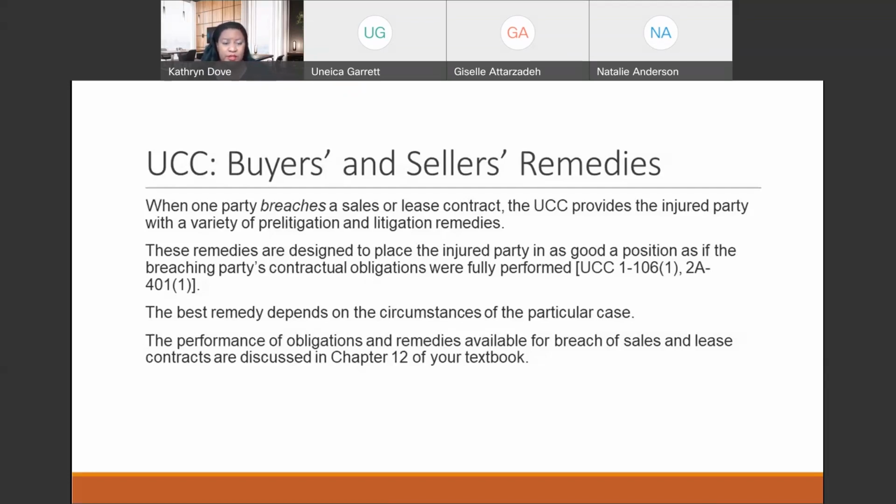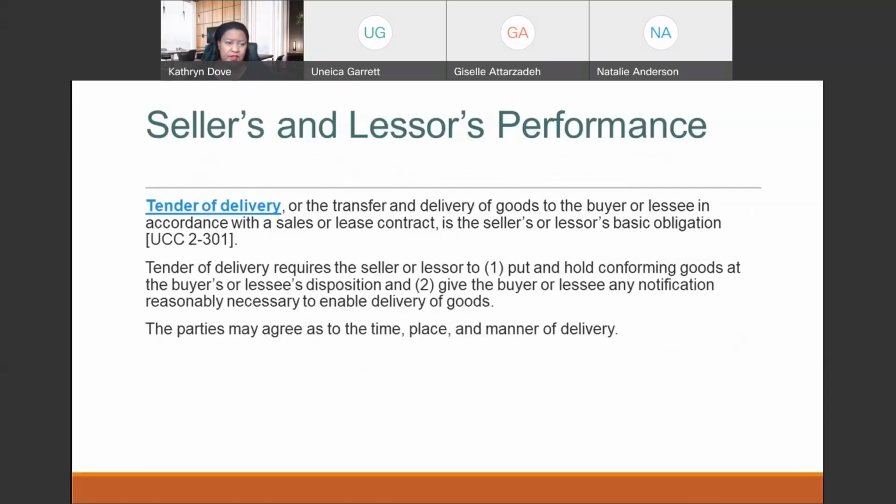The performance of obligations and remedies available for breach of sales and lease contracts are discussed in Chapter 12 of your textbook. Tender. What does the seller have to do? Well, the seller has an obligation to tender delivery, or transfer and deliver the goods to the buyer in accordance with a sales or lease contract. It's the seller's basic obligation under UCC 2-301.